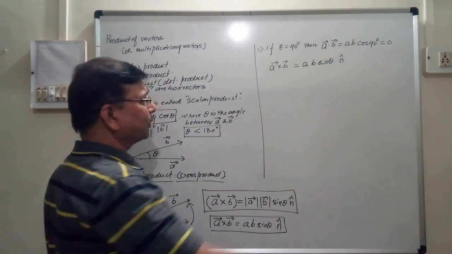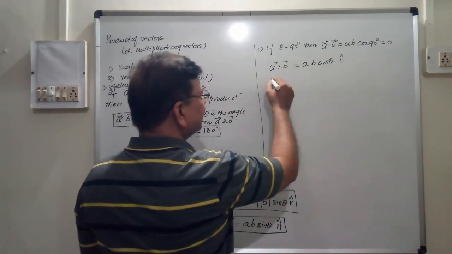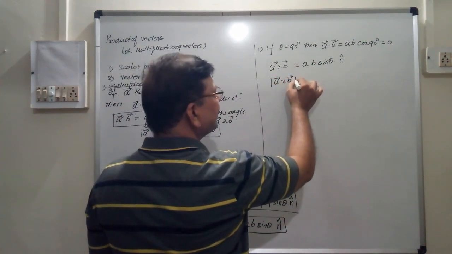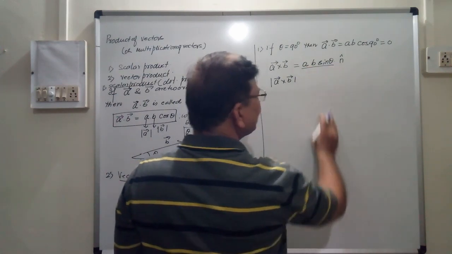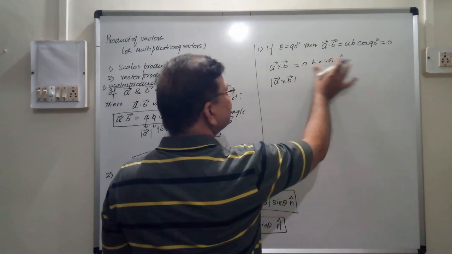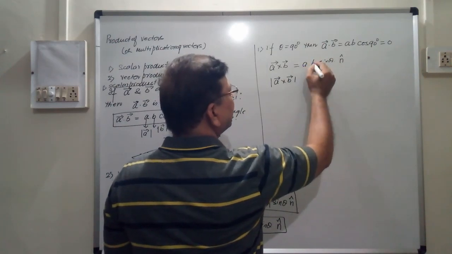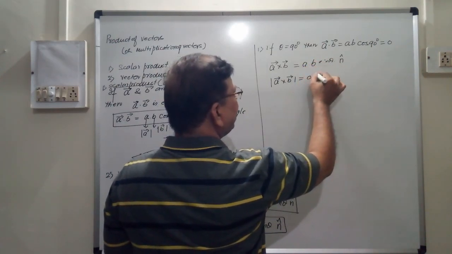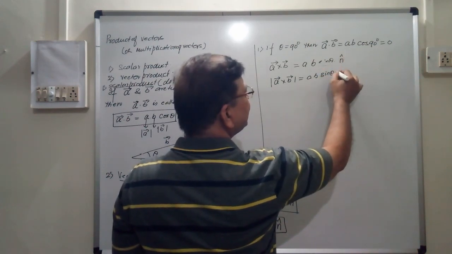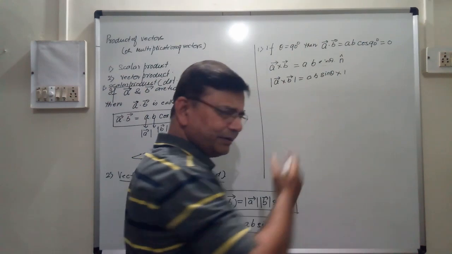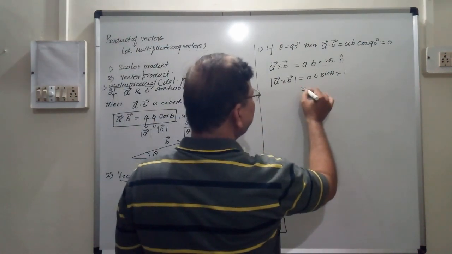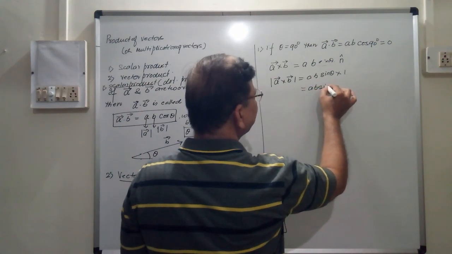क्लियर है? चलो अब इसका मैग्नीट्यूड निकालते हैं बेटा. मैग्नीट्यूड ऑफ ए क्रॉस बी. ठीक है, अब ये देखो, ये तो स्केलर क्वांटिटी मैग्नीट्यूड ही. ठीक है, सो आई विल राइट लाइक दिस, दैट इज इक्वल टू ए बी साइन थीटा and magnitude of this is 1 because it is unit vector. Magnitude of unit vector is 1. So this is AB sine theta.